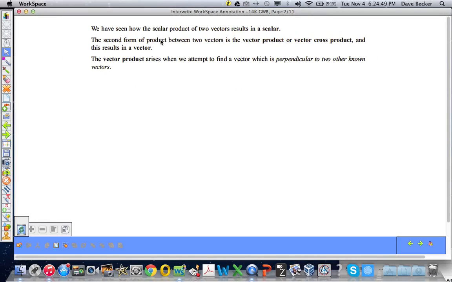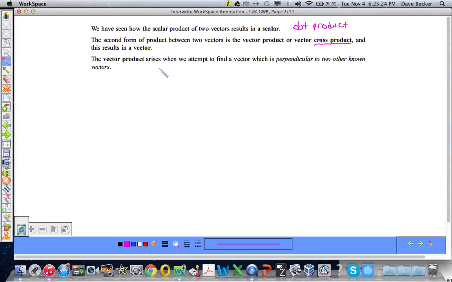So, here we go. We've already talked about the scalar product, and the scalar product of two vectors is a scalar, it's a number. The other product between two vectors that we have is the vector product or vector cross product. I will almost always refer to this, as most others do, as the cross product, just like we refer to the scalar product as the dot product. Okay? So, what is the cross product?